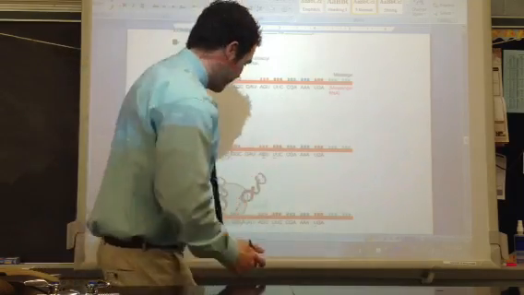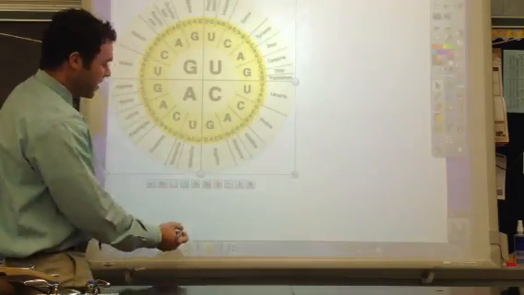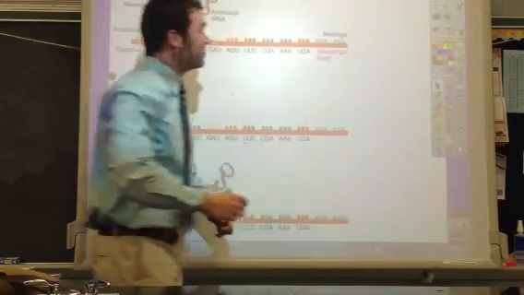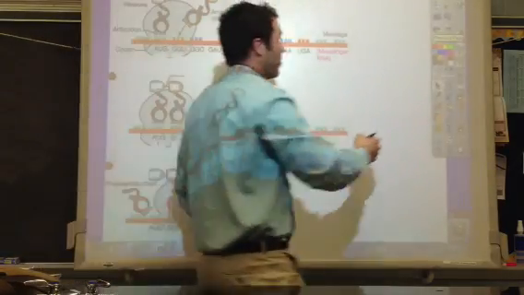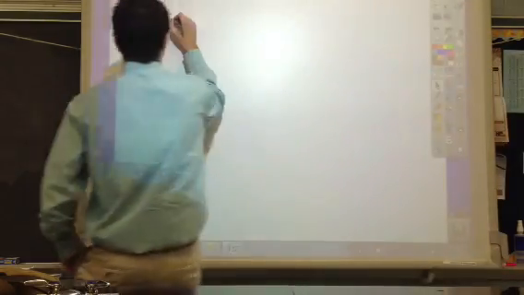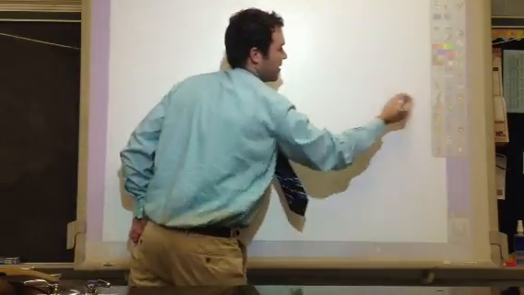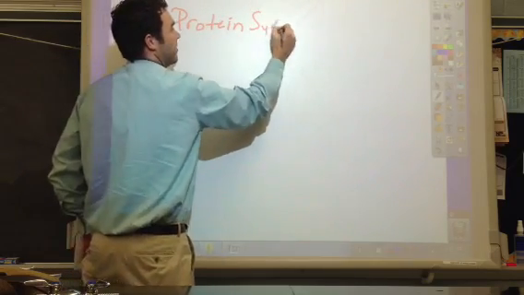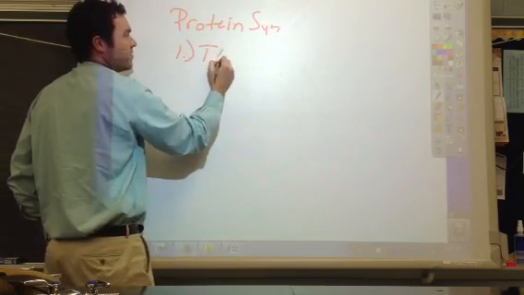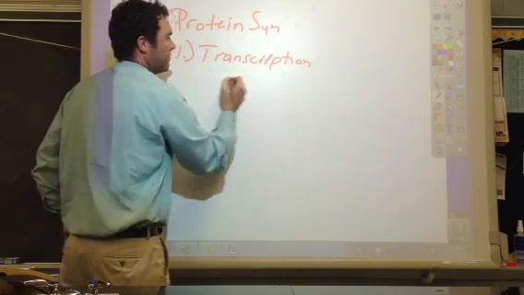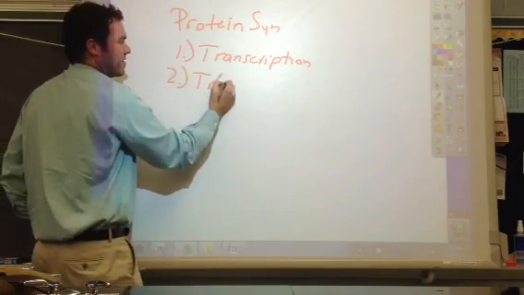Where we left off today was talking about the process of transcription. If you remember the whole thing, we're talking protein synthesis and the idea that protein synthesis is 2 stages. So first one, transcription. I go back and fill that in. Second part, translation.